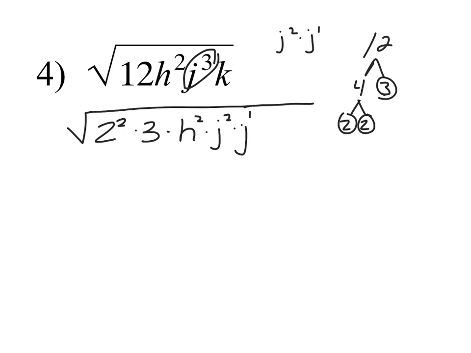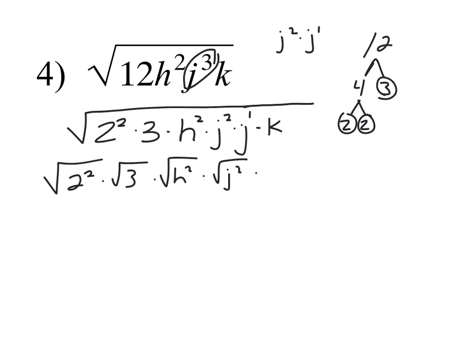And then I also have a k to the first, or a k. So see, the k I can't do anything with because if I have a 1, I can't make that anything else. So, again, split these guys up. 2 squared, 3, h squared, j squared, j, and k.